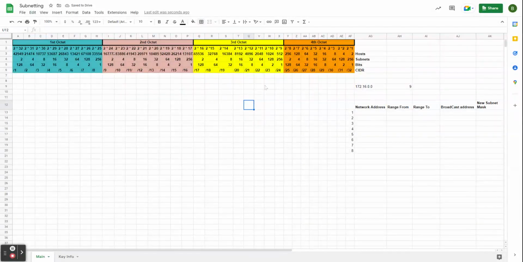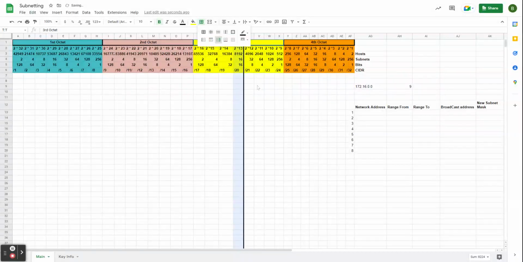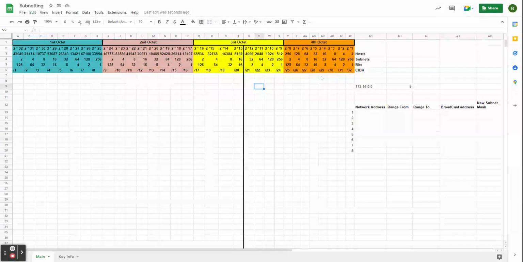Okay, so remember with the Class B, we're working with this octet here, so the third octet. So I need 9. 2's not enough. 4's not enough. 8's not enough. 16 is. Draw my line. So again, anything to the left, we're dealing with network addresses. Anything to the right, hosts. So straight away, the CIDR notation /20 from here.